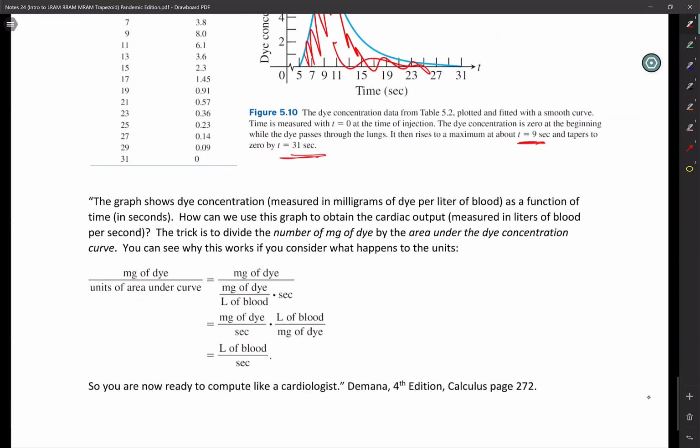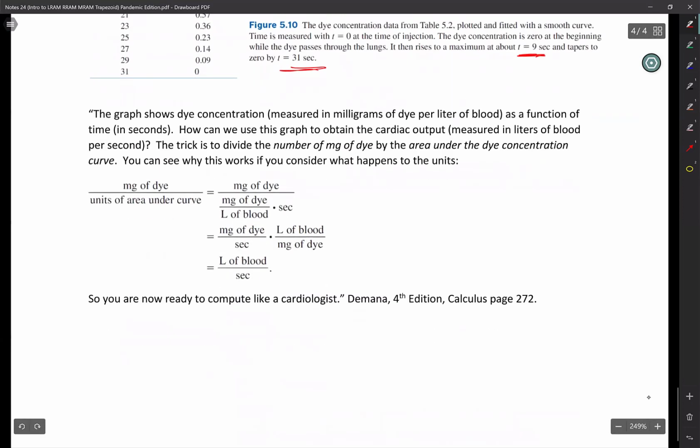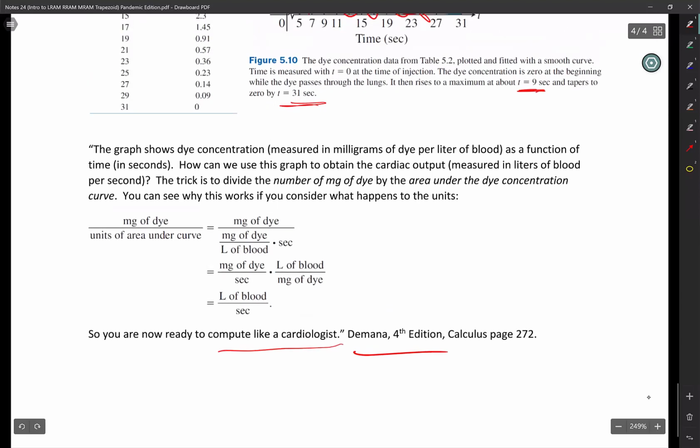How can we use this graph to obtain the cardiac output measured in liters of blood per second? The trick is to divide the number of milligrams of dye by the area under the dye concentration curve. You can see why this works if you consider what happens to the units. Wow. So now you are ready to compute like a cardiologist. Well, I don't know about that, but thank you. I thought that was really cool stuff, guys.